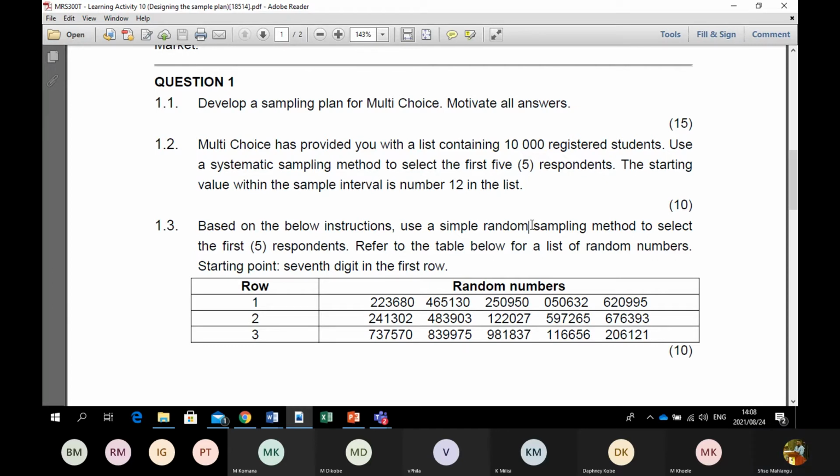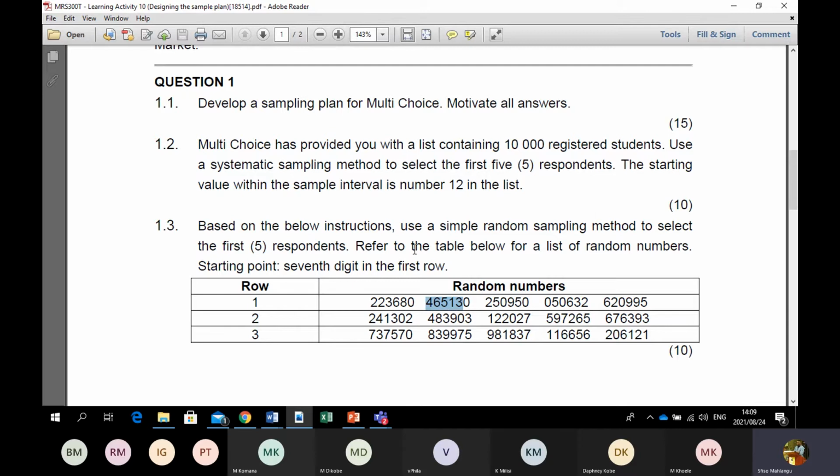So the starting point is given here. It says the starting point is the 7th digit in the first row. Remember, we've got rows here and we've got digits. That's the first 6. The 7th digit starts here, which is 4, 6, 5, 1. Remember, I'm using 5 digits to select, hence I've highlighted those 5 digits.